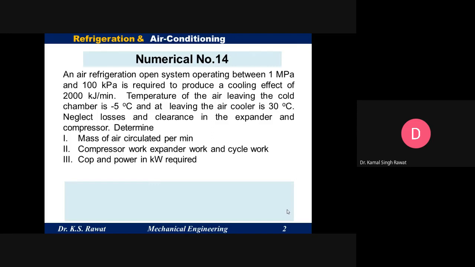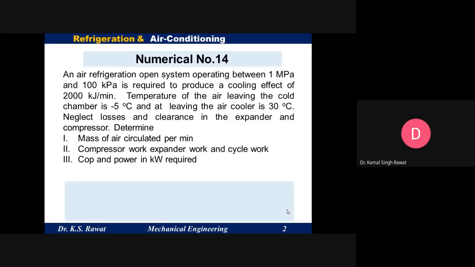Per minute. Temperature of the air leaving the cold chamber is minus 5 degrees centigrade, and at leaving the air cooler is 30 degrees centigrade. Neglect losses and clearance in the expander and compressor. Determine mass flow rate. So we have to calculate mass flow rate and compressor work, expander work, and cycle work.